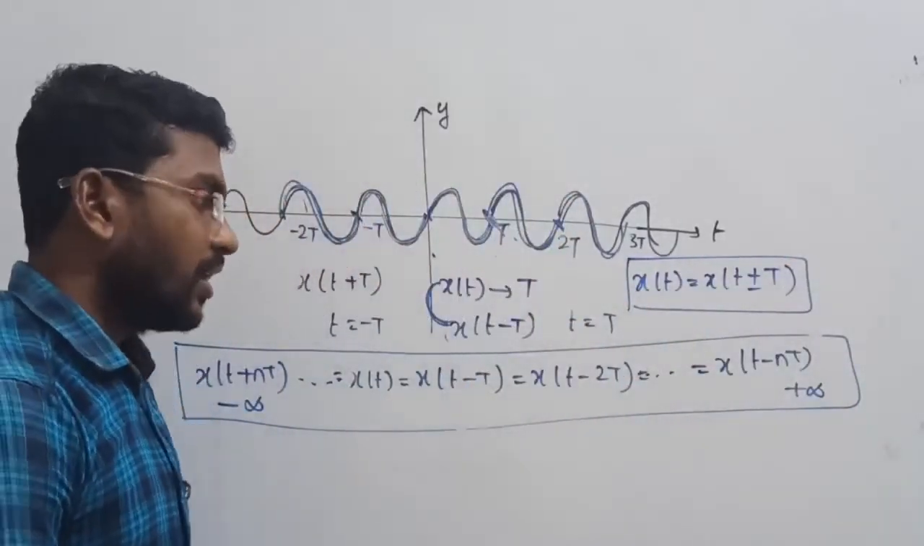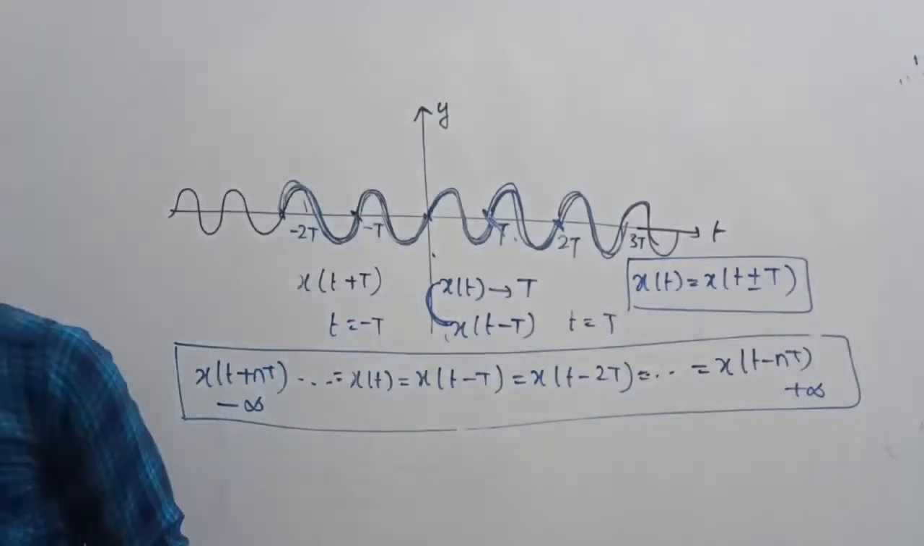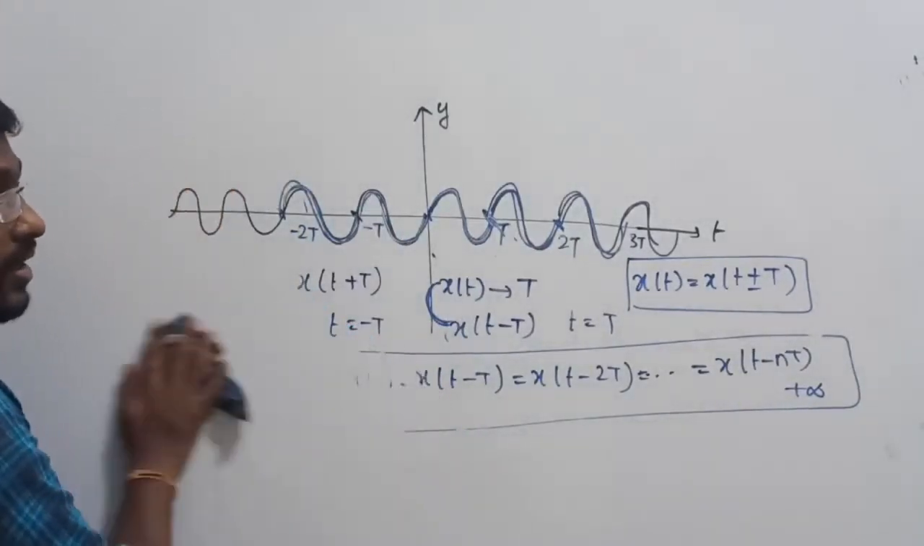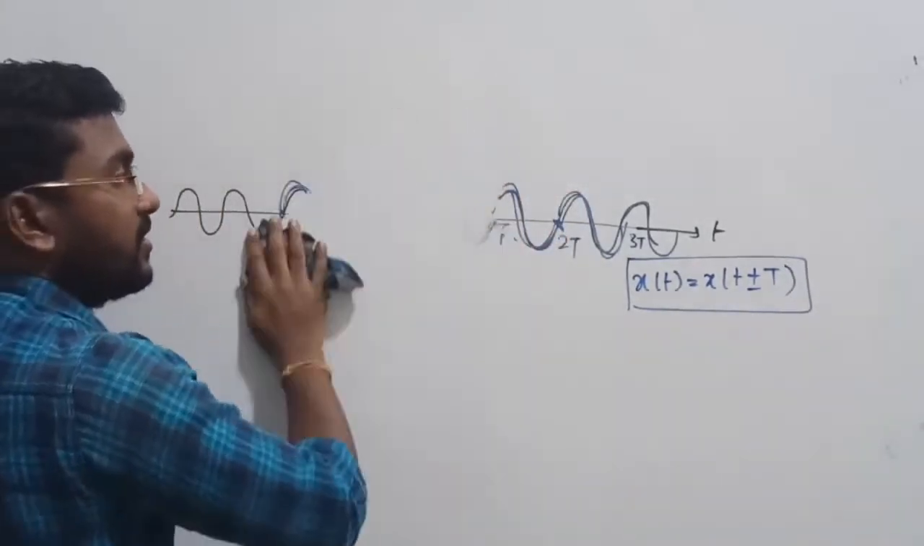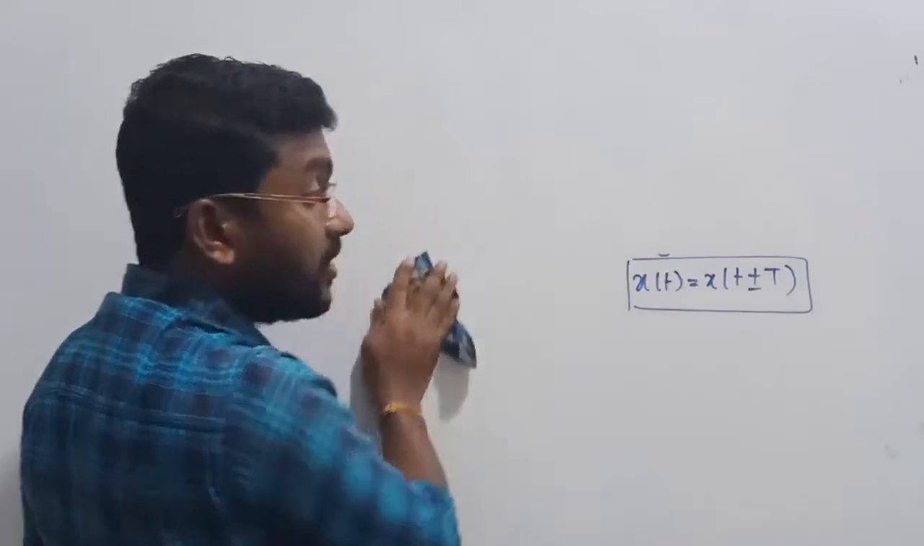Clear? That signal is called a periodic signal. That is the natural property of the periodic signal, right? Now see, next listen, you have to understand this property clearly. Periodic signal in the sense it has to repeat its property from minus infinity to plus infinity.